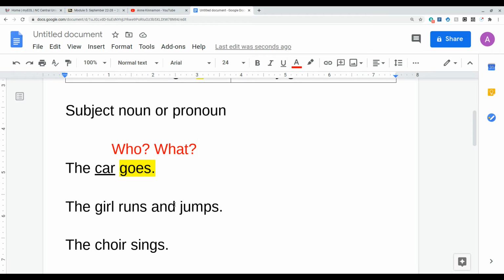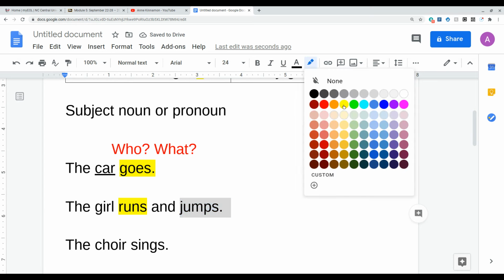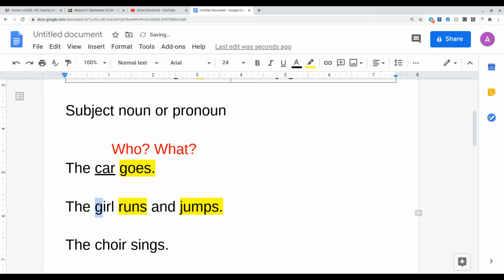So notice here, if you look for the action words, we see runs and we see jumps. Sometimes I see students where they will have two verbs and they might get the S on the one that's closest to the subject and then they forget it here. And that would be a subject-verb agreement problem. So we need runs and jumps. So we see both of these verbs. And then I'm going to ask who or what runs and jumps. And it is, in this sentence, the girl.